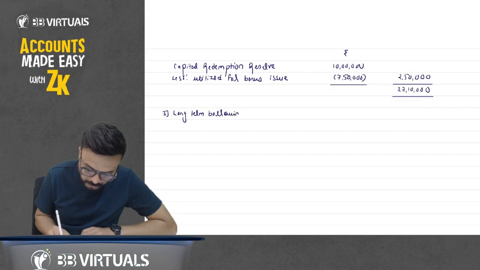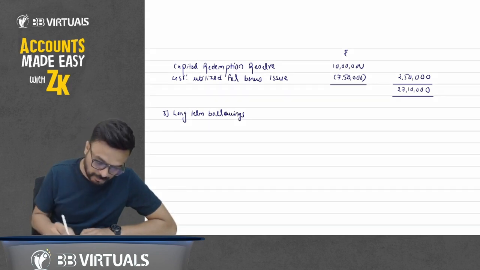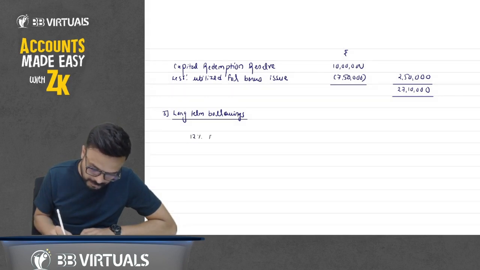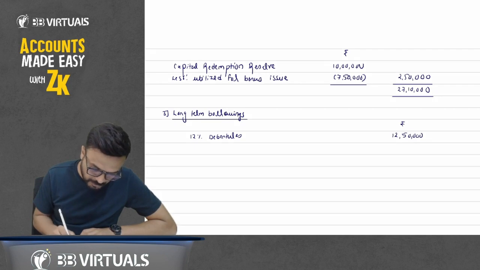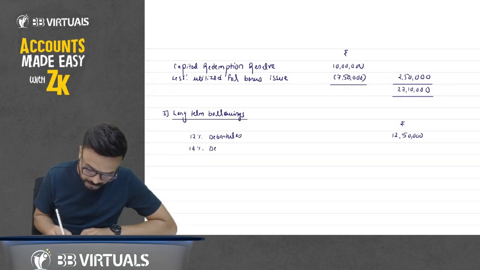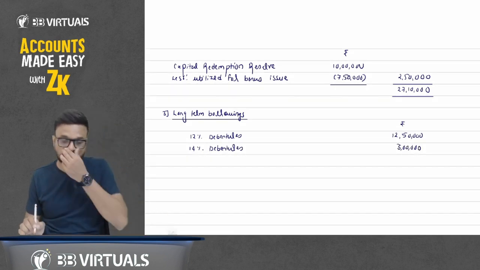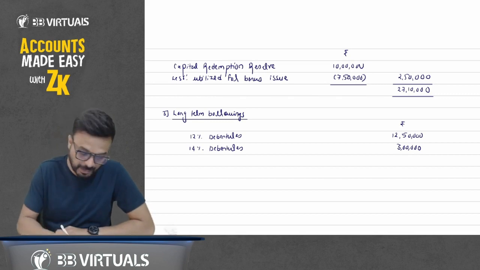Long-term borrowings. Write down there one by one. First, 12% debentures, which is of rupees 12 lakh 50,000, which is given in balance sheet. Then the debenture which we have issued, that is 14% debentures, which is of rupees 3 lakhs. So 12 lakh 50,000 plus 3 lakh.